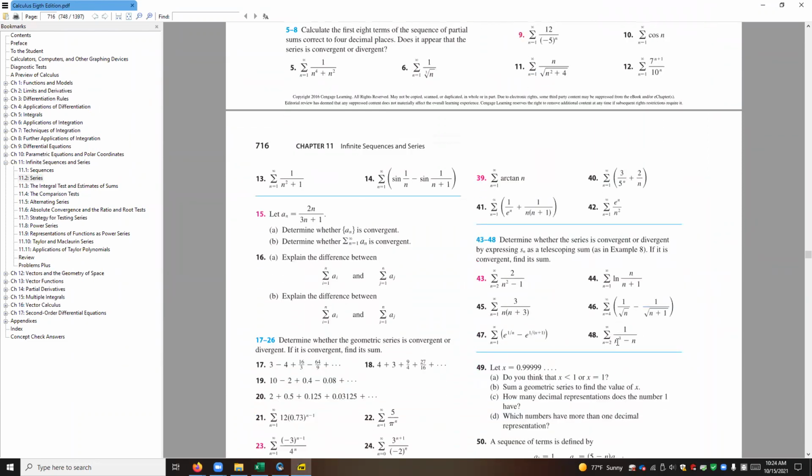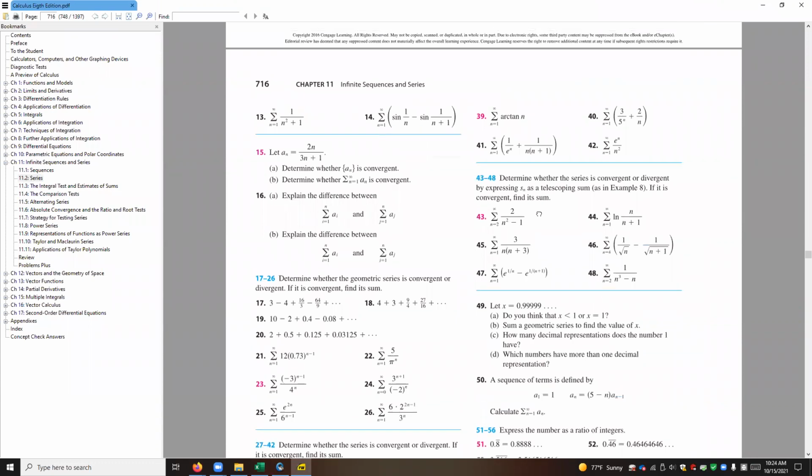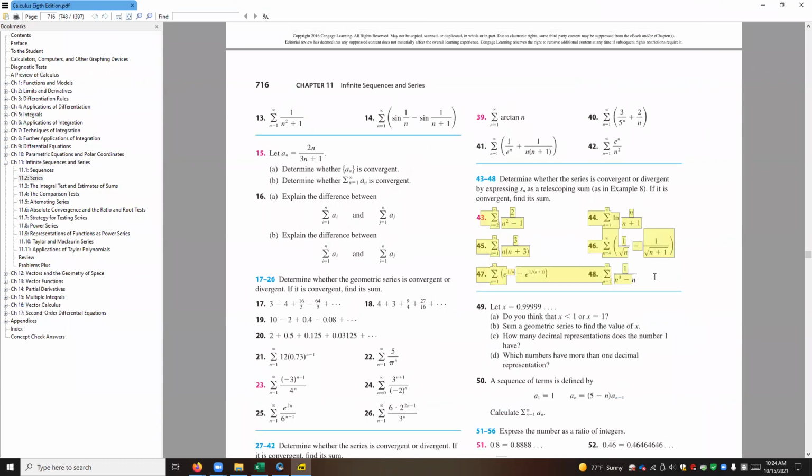So if we come down here, each of the series in 43 through 48 are telescoping series. And you see 1, 2, 3 of these are ripe for partial fractions: 43, 45, and 48. To get started on any of those, you'll use partial fractions. 44, however, is also telescoping. 47 is also telescoping. And those don't involve anything like partial fractions.